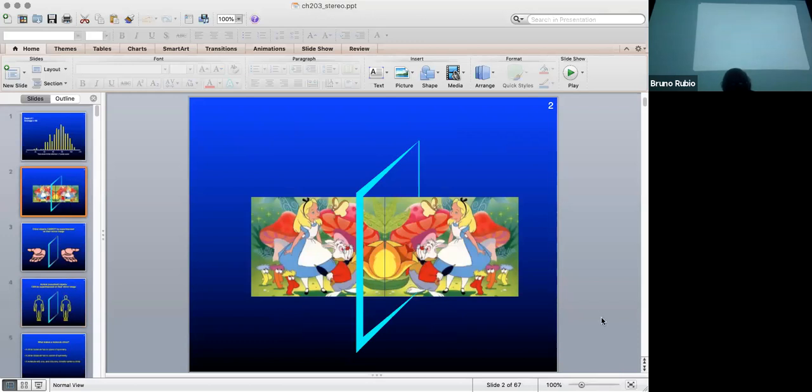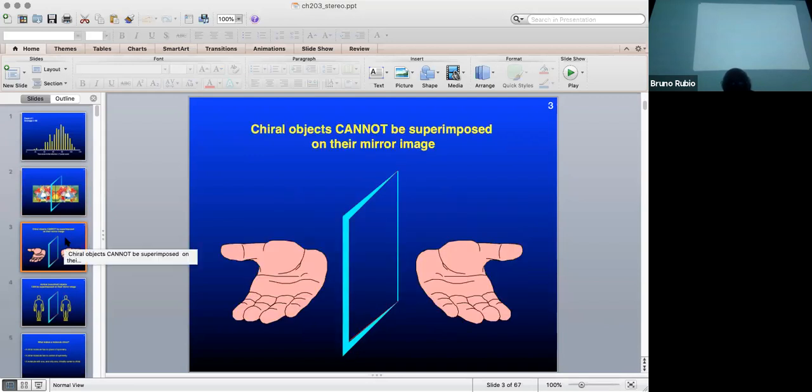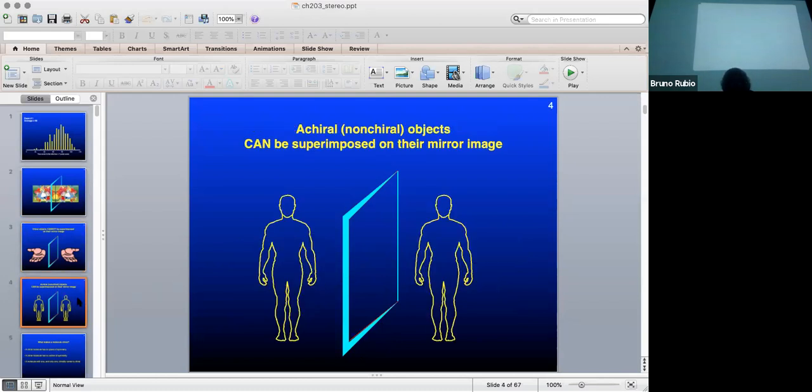Okay, so we're going to be doing a whole lot of looking through the looking glass, just like Alice, right? There's Alice, there's her image, and there's the mirror. Your hands are the chiral objects par excellence. Your left hand is the mirror image of your right hand, but they are non-superimposable. They're very similar, but they're not exactly the same, because we define identical structures as superimposable, right?